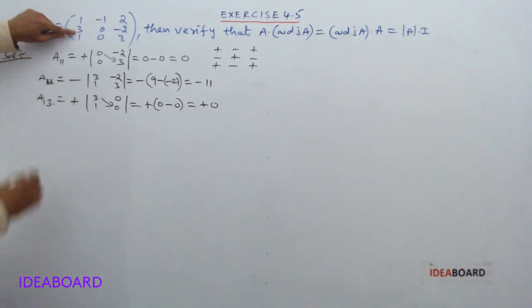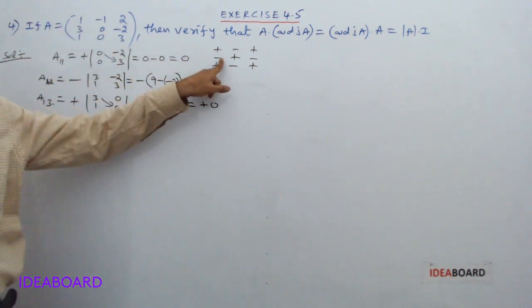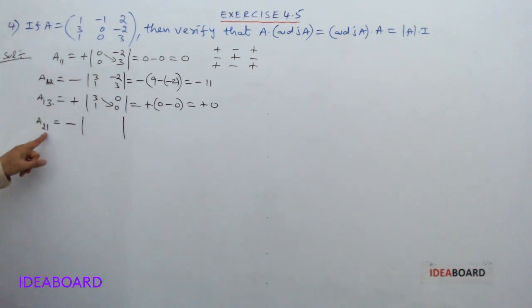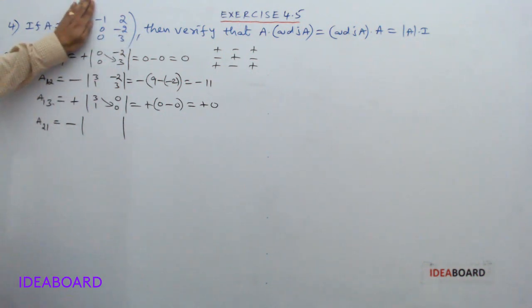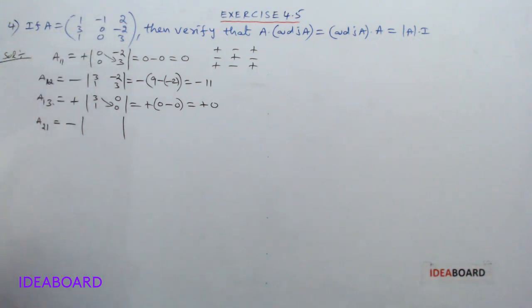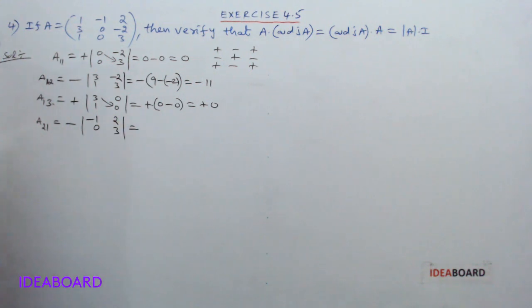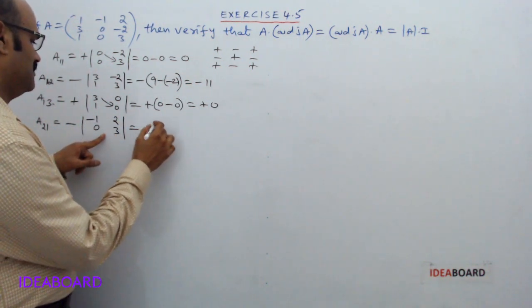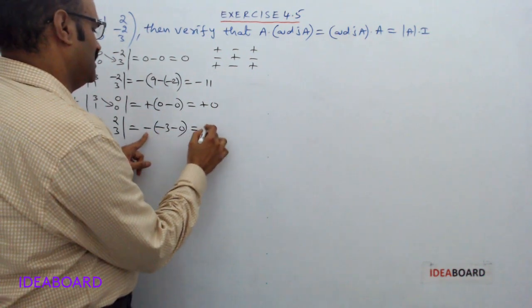Next A21 equal to sign is we are having minus into determinant of 3 lies in second row and first column. Close the second row and first column. We have the remaining elements minus 1, 2, 0, 3 equal to, we have minus 1 into 3, minus 3, minus 0 equal to, here we are having plus 3.